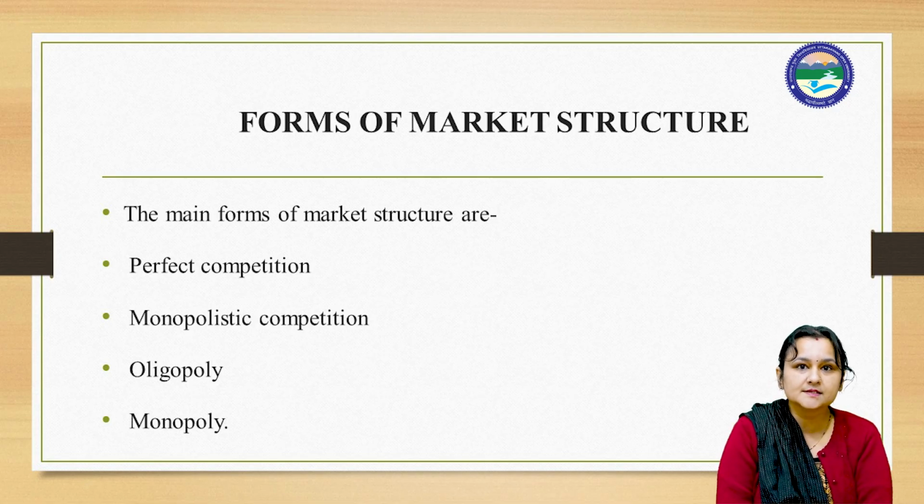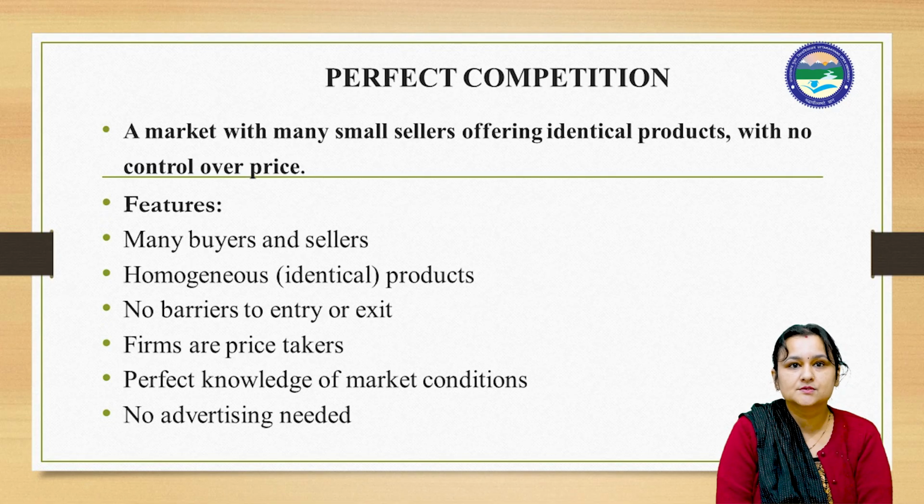Now the first one is perfect competition. Perfect competition basically is a market with many sellers who are offering identical products with no control over prices. When we talk about the features, in perfect competition there are many buyers and sellers, meaning no single buyer or seller can influence the market price because the number of buyers and sellers is large.